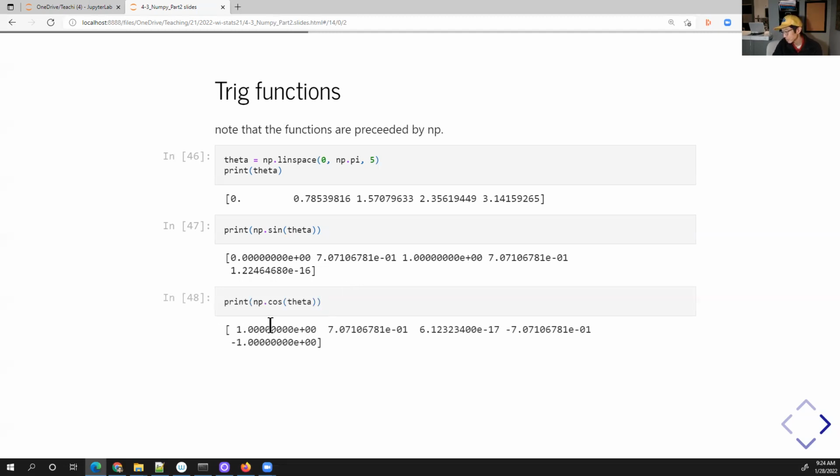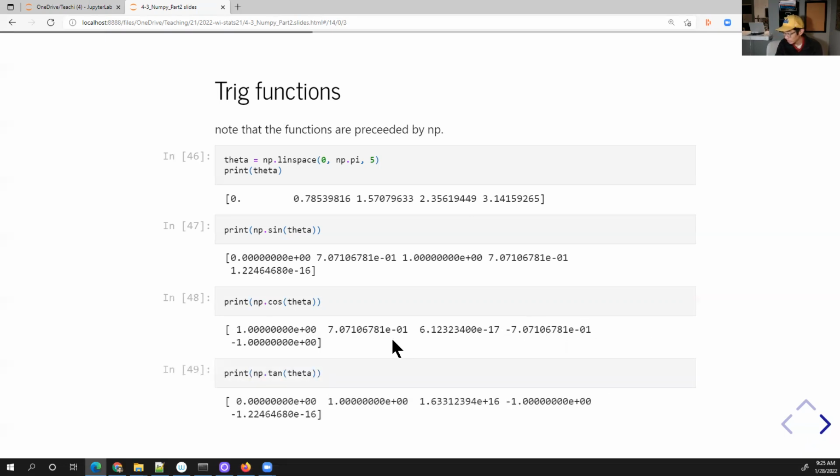Cosine is just the opposite, right? 1, root 2 over 2. Here we got 10 to the negative 17, so the equivalent of 0, negative root 2 over 2, and negative 1. And then tangent.